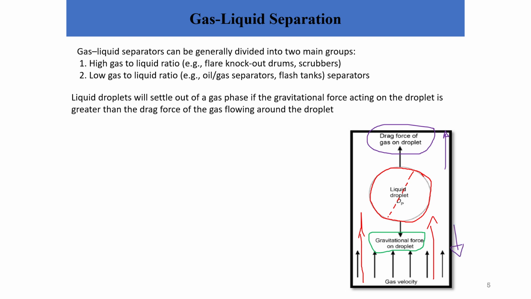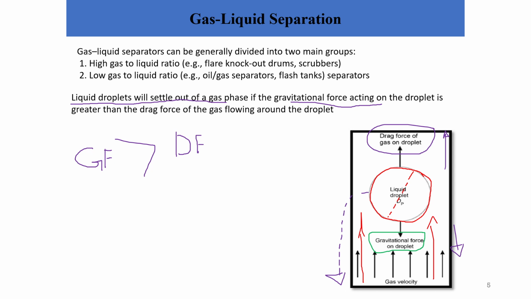Now what will happen? The liquid droplet will settle down, or precipitate, in case the gravitational force is much higher than the drag force, or at least equal to or higher than the drag force. So in order for the liquid droplet to settle from the gas stream, or to take it out from the gas stream, the gravitational force on the droplet must be greater than the drag force.